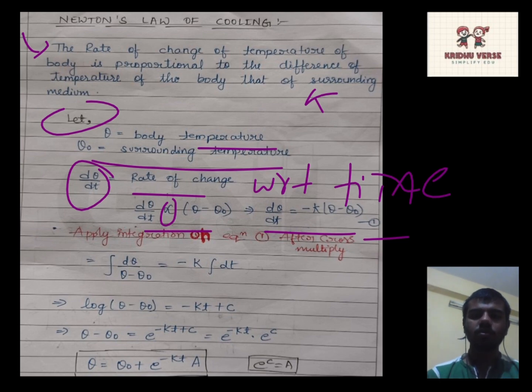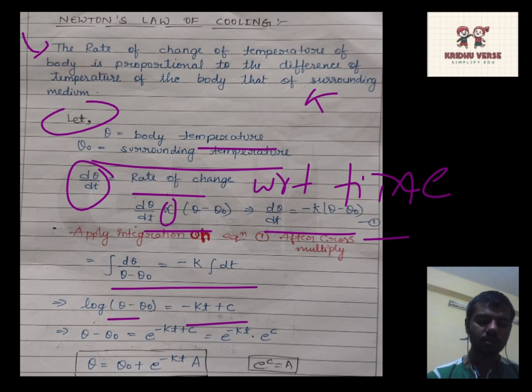Now we have to apply integration to equation one after doing the cross multiplication. Theta minus theta naught will come to the d theta side, and minus k will integrate with respect to dt. So we get the integration of d theta over theta minus theta naught equal to minus k times the integration of dt. Now the integration of 1 by theta minus theta naught with respect to d theta is log of theta minus theta naught. The integration of dt is t, so we get minus kt plus c.